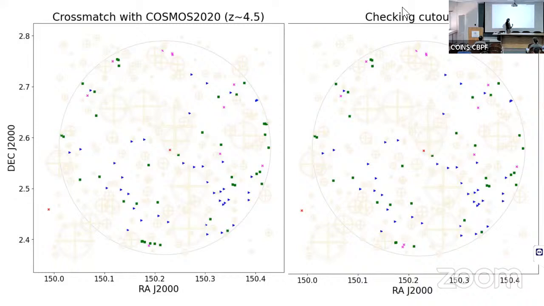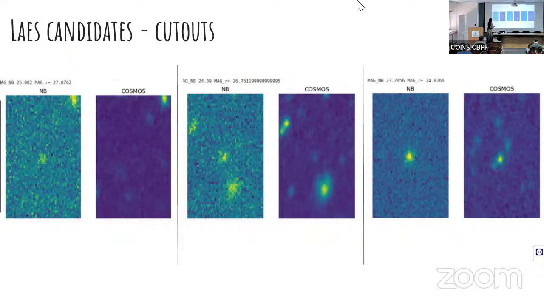And I had to check the cutouts. A cutout is just, you cut the image at the position of the source to see if the source is real or if it's something like light from saturated stars or a fake source. So after checking cutouts, we got 86 Lyman alpha emitter candidates. And here I put the cutouts for you. This is just a small sample.